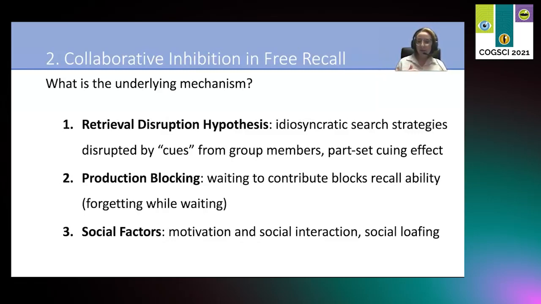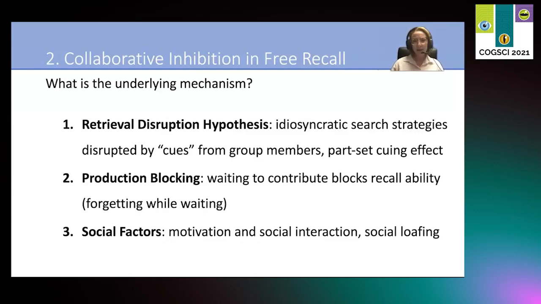This idea comes from the part set cueing effect in the individual memory literature. This phenomenon is when an individual is presented with a random set of cues from the study list. It inhibits their recall of the remaining words on the study list. So what's thought to be happening is that the cues given from group members in a collaborative setting are part set cues, which have been previously shown to cause inhibition in recall.